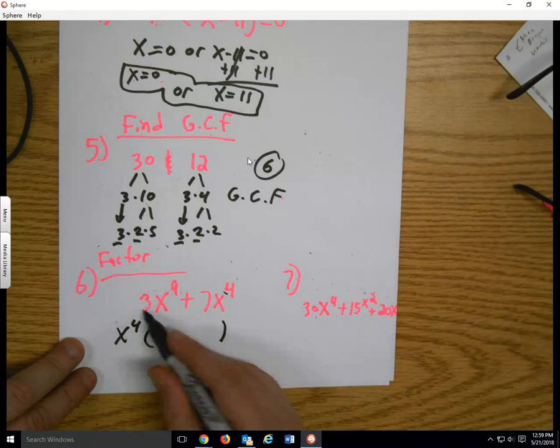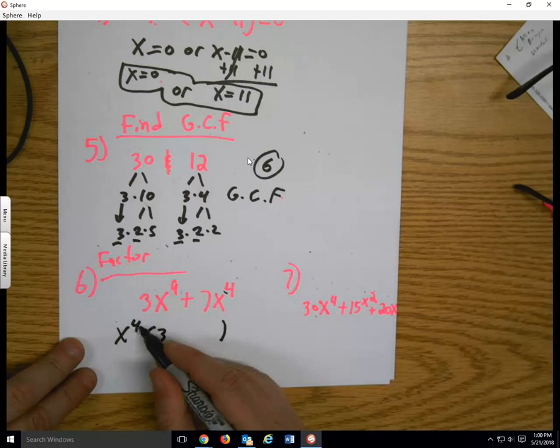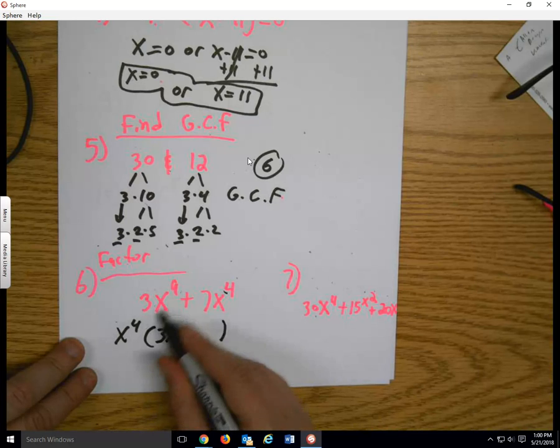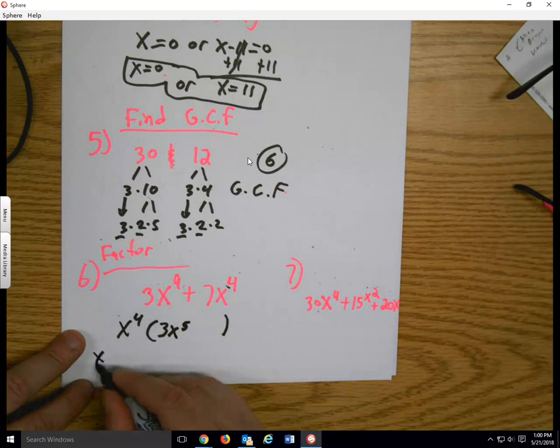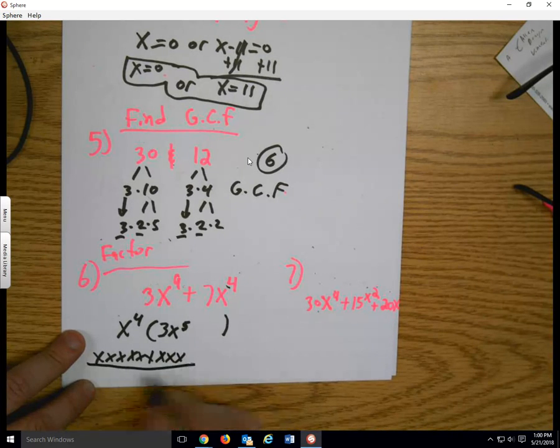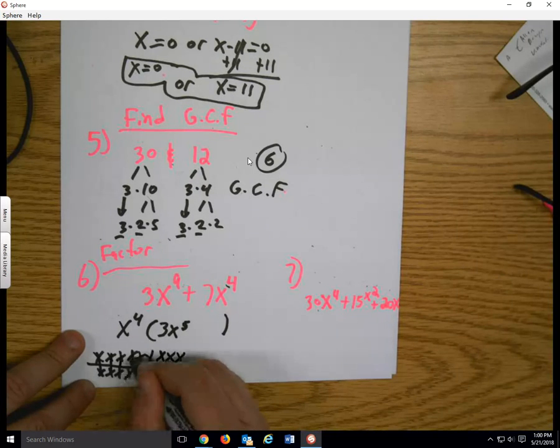So there's no coefficient, so the 3 remains, but 9 take away 4 would be 5. Remember, that's how you divide exponents. You do it by subtracting. If I had x to the 9th, x times x times x, and I divided it by x to the 4th, I would just cross out, and I'd have x to the 5th. It's the same as subtracting.